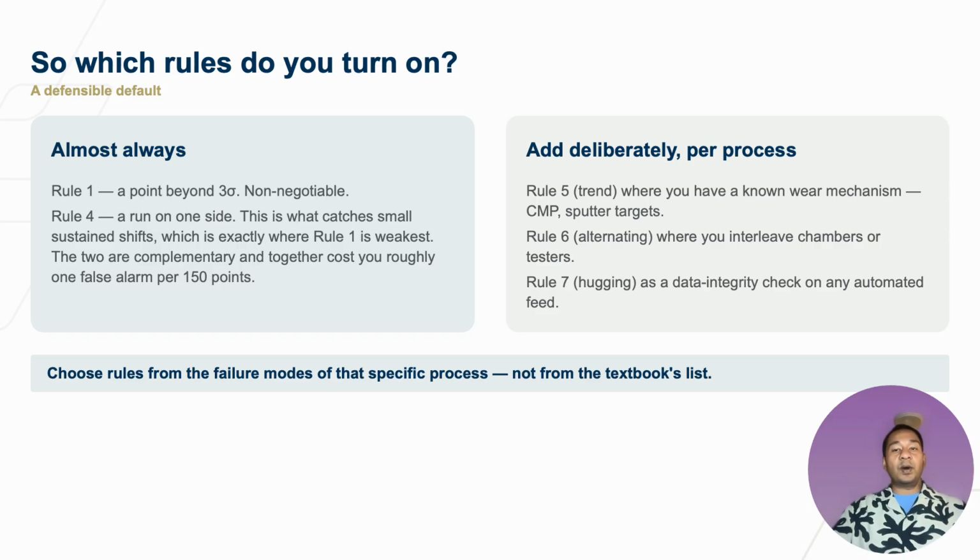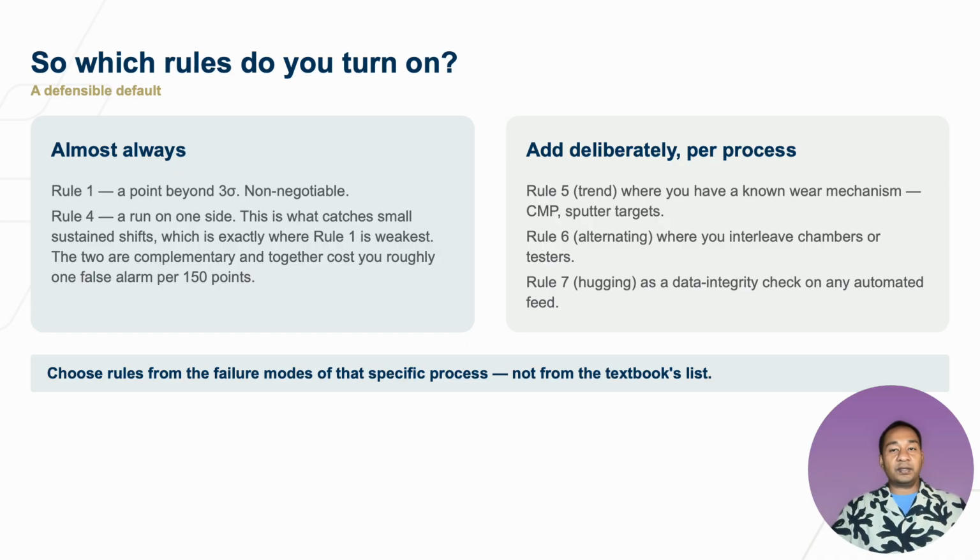Almost always rule 1 and 4. Rule 1, a point beyond 3 sigma, is non-negotiable. Rule 4, a run on one side, because that is what catches a small sustained shift, where rule 1 is the weakest. They are complementary, and together they cost you roughly 1 false alarm per 150 points, which most organizations can live with, and add deliberately per process.